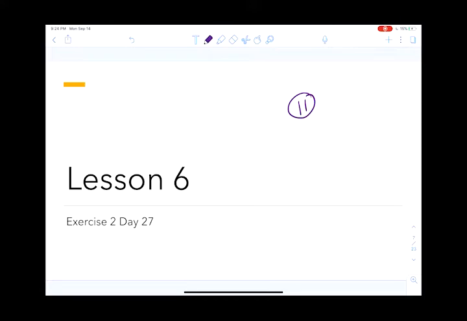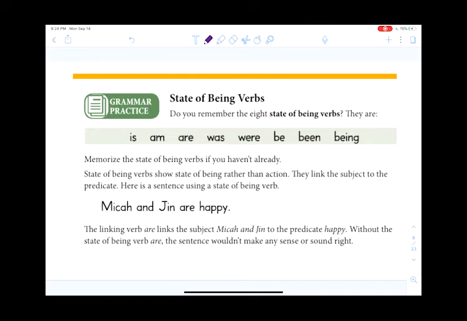Today, we will talk about a special type of verb called state of being verbs. Do you remember the 8 of them? They are: is, am, are, was, were, be, been, being. Memorize these if you haven't already.